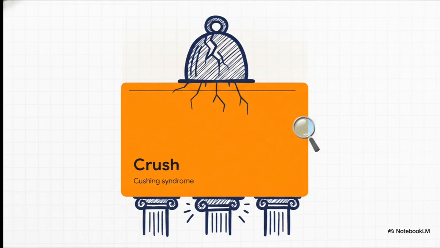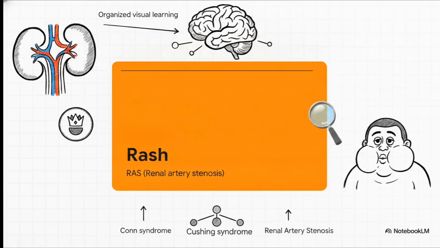So now we have Con for Conn and crush for Cushing. And finally, rash. This perfectly locks in RAS, which stands for renal artery stenosis. Con, crush, rash. Conn syndrome, Cushing syndrome, and renal artery stenosis. You've got 3 incredibly complex medical conditions instantly categorized by 3 simple words. That is the power of organized visual learning.